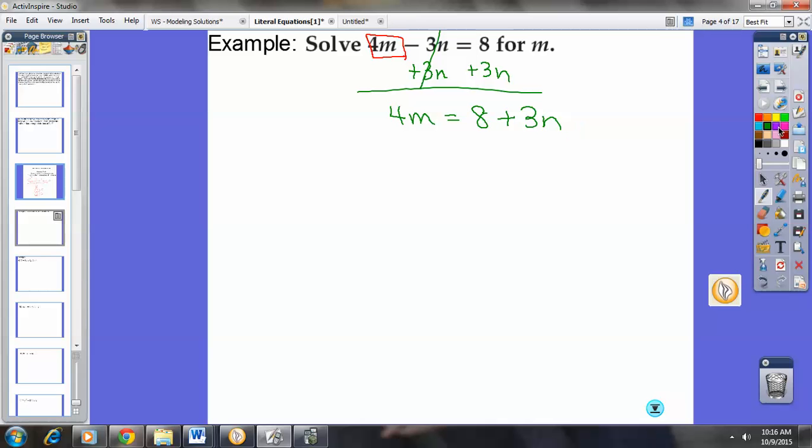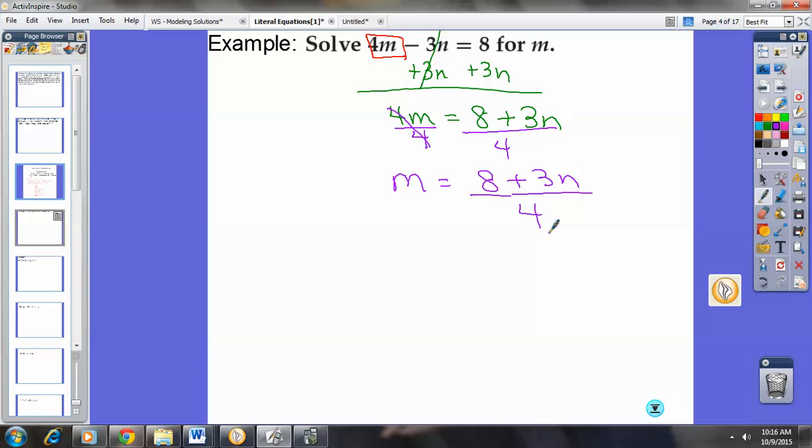All right, so now we're trying to get that m alone. Now we can do something to the 4. What can we do to get m alone? Divide. We're taking 4 times m, and we know division undoes multiplication, so we will divide everything by 4. Eight plus 3n, all divided by 4.